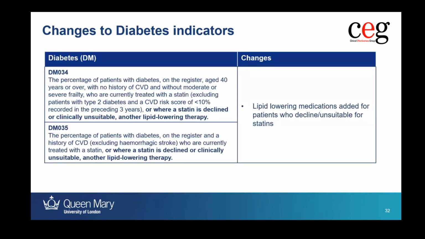Okay, so moving on to the changes for the diabetes indicators. For the indicators requiring you to prescribe statin, that's DM034 and DM035, QOF for this year is now allowing you to code or to prescribe lipid-lowering medication for patients who decline a statin or who are unsuitable for a statin. So next slide, please.